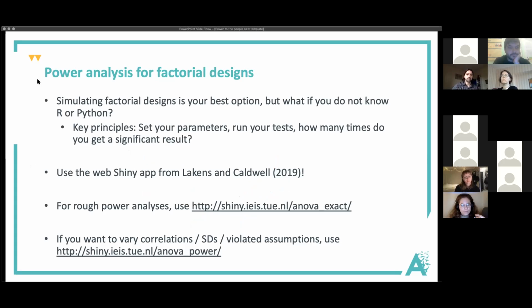This is where R and Python and being able to manually program a simulation approach to power analysis really comes in handy, because you can set all those different parameters. You can say for this condition, we expect this difference. In this other condition, we expect another difference. But what we're trying to do is make it accessible. If you don't know R and Python, it's going to be a nightmare trying to simulate power analysis. If you are familiar with it, the key principles are like before.